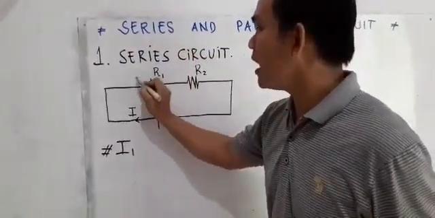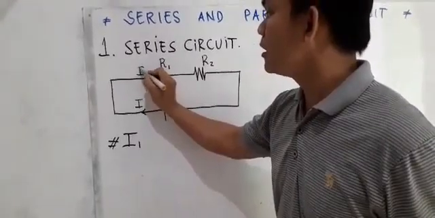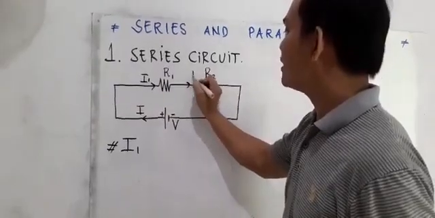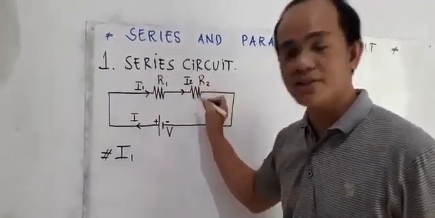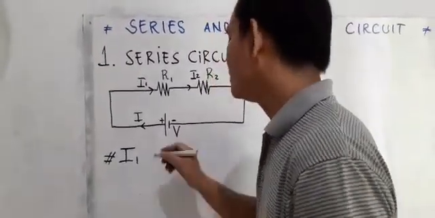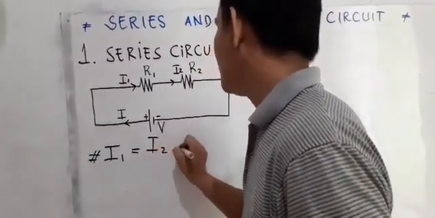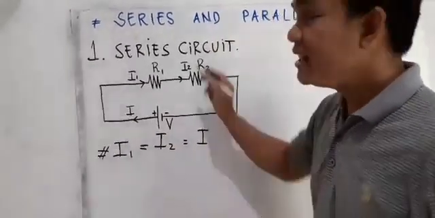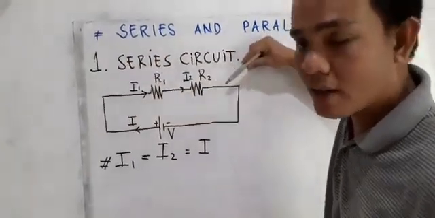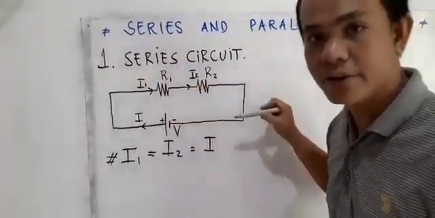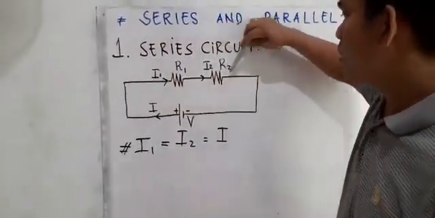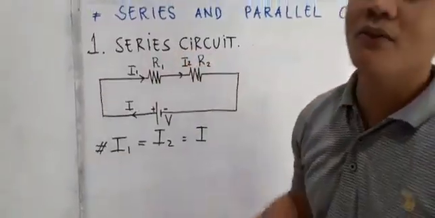I1 is the current that flows through R1. I2 is the current that flows through R2. I tell you that I1 is equal to I2, which is equal to I, in a series circuit. The current that flows through the same path will have the same amount of current.